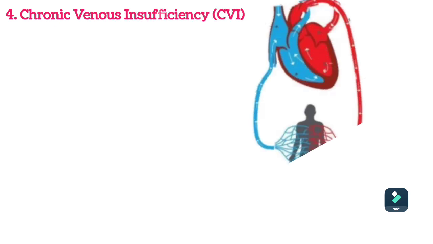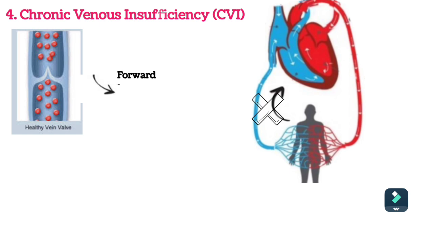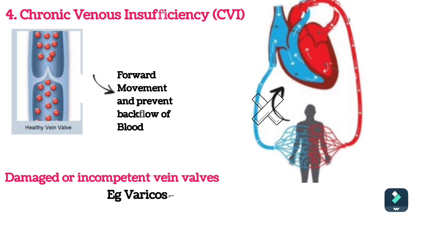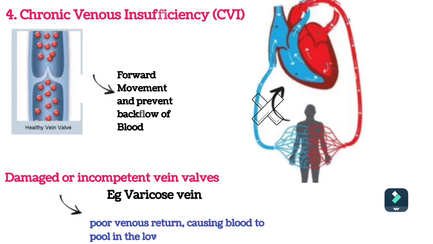Fourth cause is chronic venous insufficiency, CVI. Chronic venous insufficiency, CVI, is a condition in which the veins are unable to efficiently return blood to the heart. In healthy veins, the valves allow the forward movement of blood toward the heart and prevent backflow. However, in the case of damaged or incompetent vein valves, such as in varicose veins, they cannot prevent this backflow of blood, resulting in poor venous return. This causes blood to pool in the lower extremities, leading to leg edema.